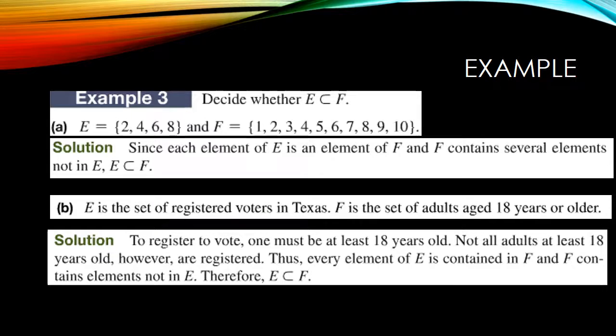But not all those who are 18 or older are registered to vote. So F will contain elements that are not part of E. So this means that E is indeed a proper subset of F. Everything in E is contained in F, but F also has additional elements that are not a part of E.